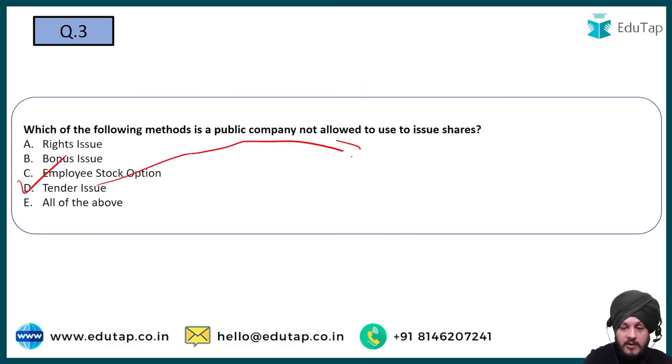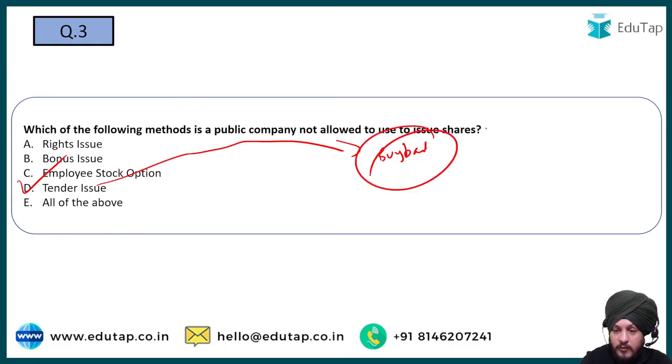Tender issue is not there for issuing shares. It is basically for the buyback, right? It is used for that purpose, not for issuing shares. So D is going to be the correct answer to this question.